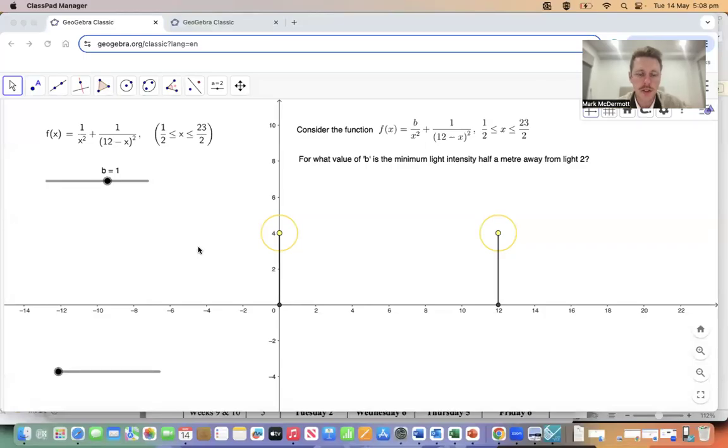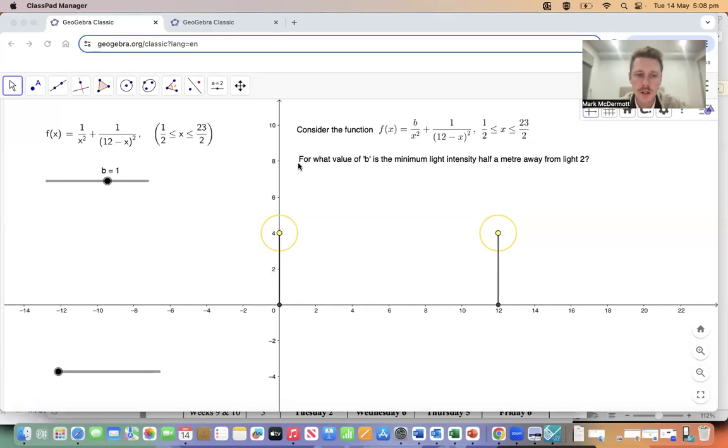All right, so let's imagine for a second that we've got two light poles that are separated by 12 meters. This is my imaginative diagram here. You've got this one here that's at the origin, and then this one's 12 meters away, and it's emitting some light. And basically what we're saying is that there's a function f of x, which is equal to b on x squared plus 1 on 12 minus x all squared, but it's in the domain between 1/2 and 23 on 2, which is 11.5.